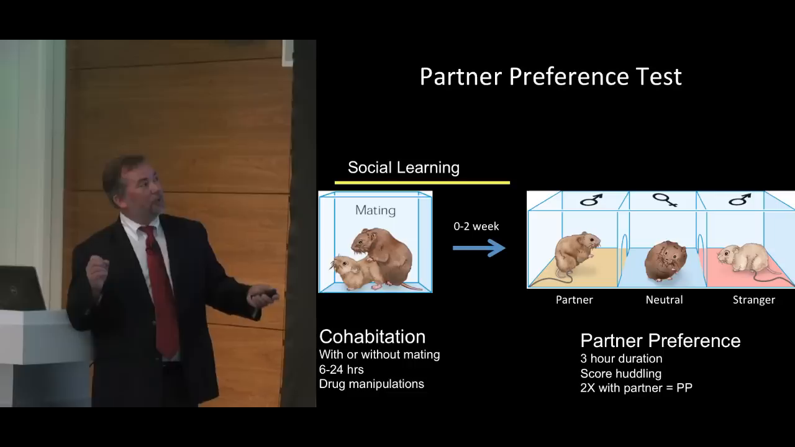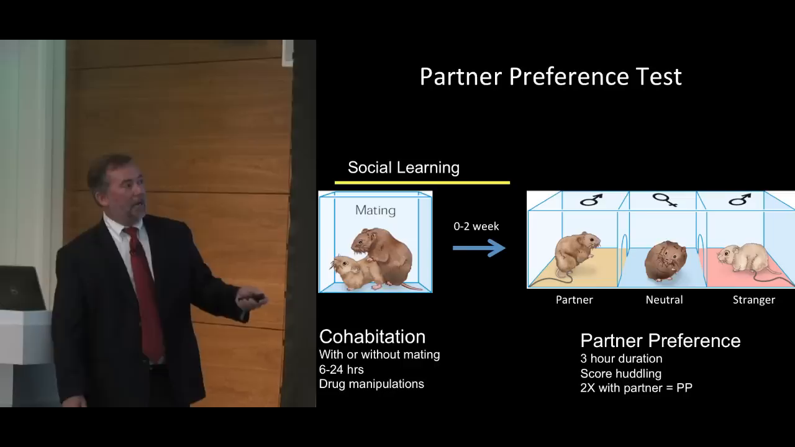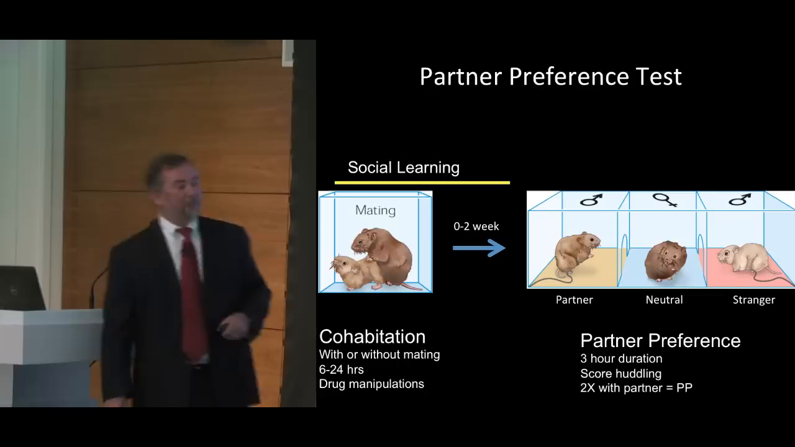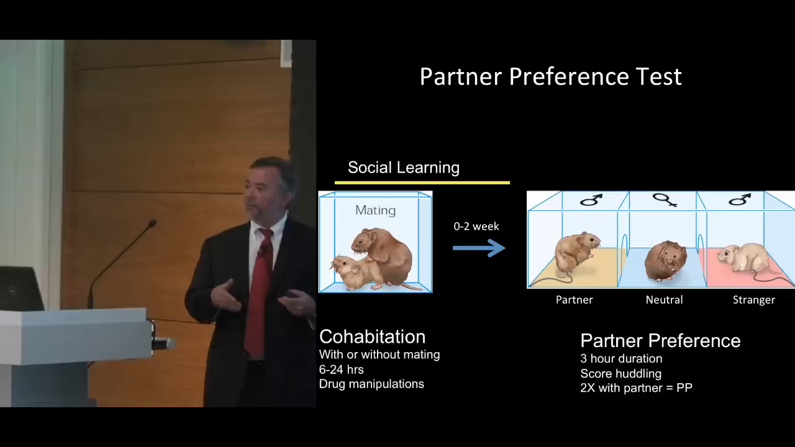He's collared. He can move around here, but he can't get out. We put a novel male on this side. He's collared, can't get out. And we drop the female in the middle. And we just watch for 3 hours and see who they spend their time with. We use a computer-based behavioral analysis system. And if they formed a pair bond, they'll spend more than twice as much time with the partner than the stranger. And I'm going to show you a video.